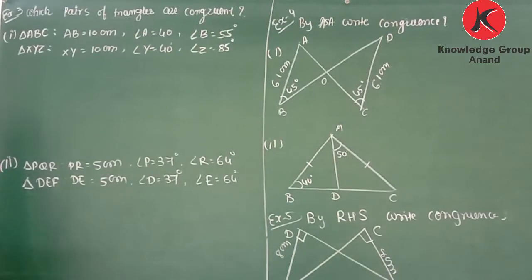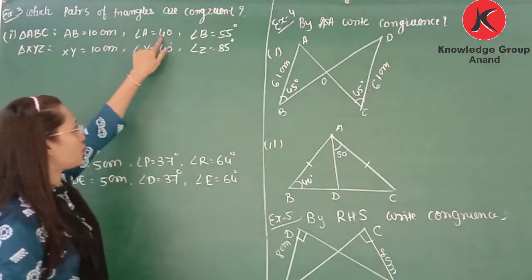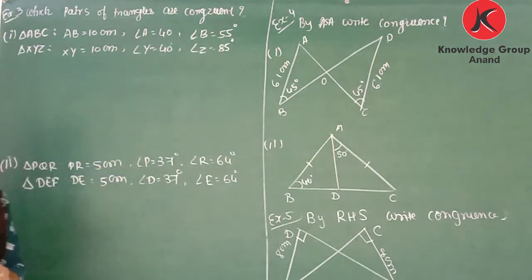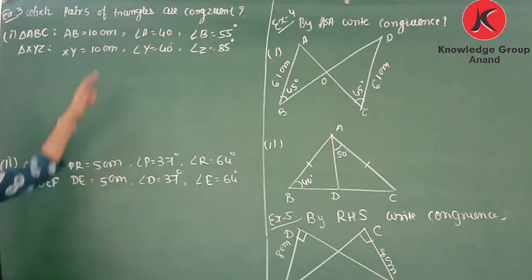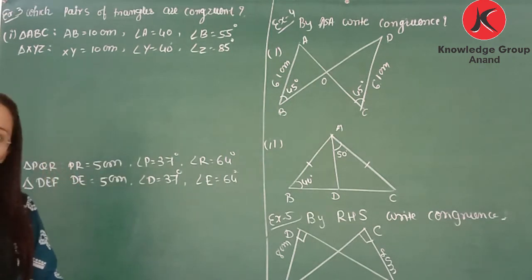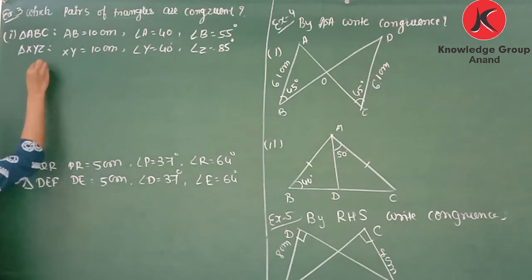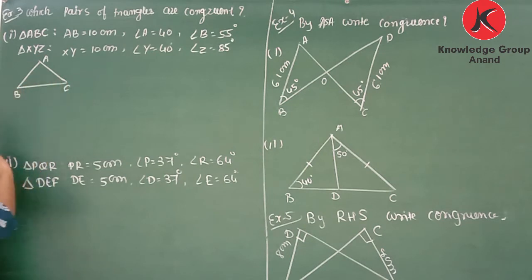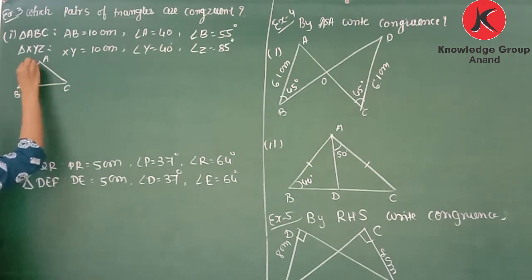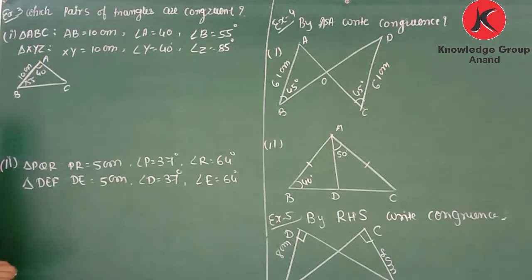Now let's take the next example. Here, which pair of triangles are congruent? So in the first triangle ABC, AB is 10 cm, angle A is 40 degrees and angle B is 55 degrees. Now you can say which criterion can we apply here? Here we can apply ASA, angle side angle, but the side must be the included side. So let's draw a figure for ABC. If we have this triangle ABC, AB is 10 cm, A is 40 degrees and B is 55. So these two angles and their included side AB are given.